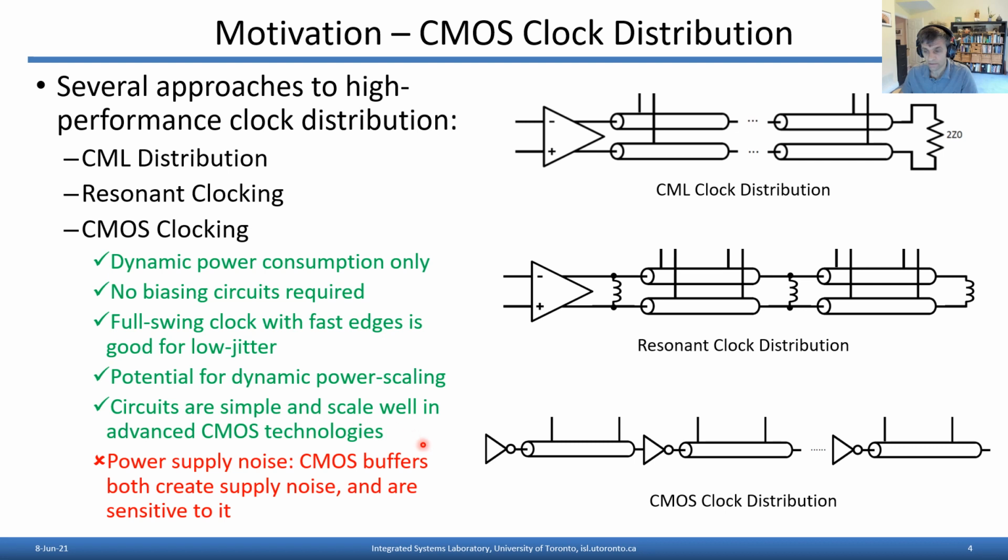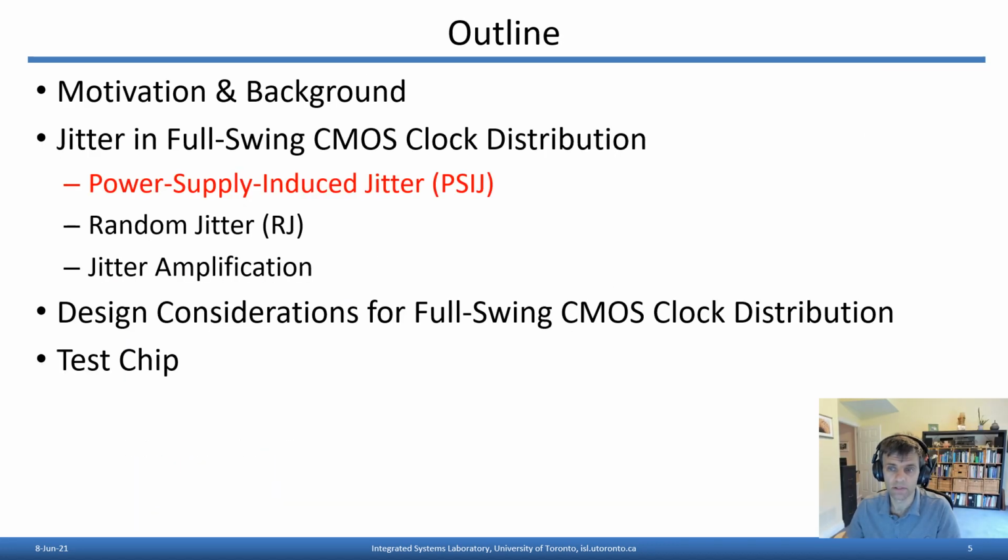The main drawback cited for CMOS clock distribution circuits is that CMOS inverters both create power supply noise and are sensitive to it. They introduce large transient currents onto the power supply that can disturb the supply voltages, thereby affecting neighboring buffers and neighboring critical circuits. And any supply noise modulates the delay through an inverter and thereby creates jitter at its output. So that's why we're going to spend particular attention on power supply-induced jitter. So next, let's take a look at power supply-induced jitter in CMOS clock distribution circuits.